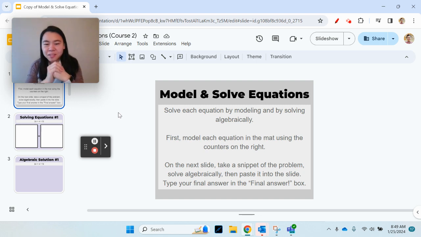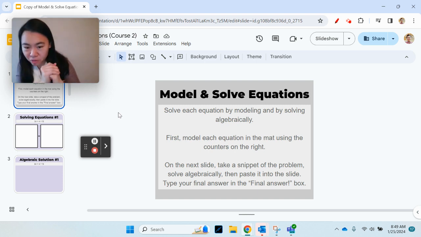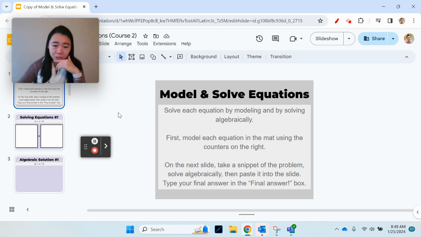Hi everyone, this is the Model and Solve Equations assignment for 7th grade. There's a 6th grade one that's very similar, but this one's the 7th grade one. So if you're not in 7th grade, then go watch the 6th grade one. For this one, we are modeling and solving two-step equations.